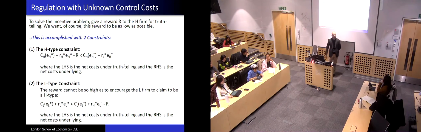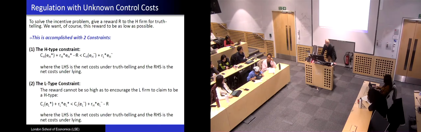Now, we potentially can accomplish that with two different constraints, okay? All right, so let's look at that. The first constraint that we're going to use is what we call the H-type constraint, okay? And what's happening here? This is the cost, right? This is essentially the net cost under truth telling. So this is the private cost for the firm, plus how much they pay in tax revenue, minus the reward they're going to get if they tell us the truth.